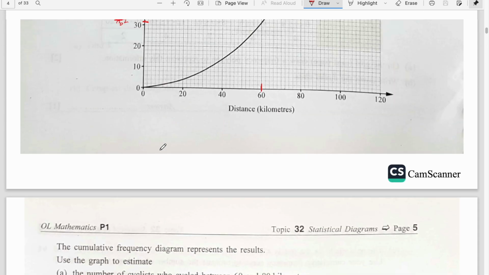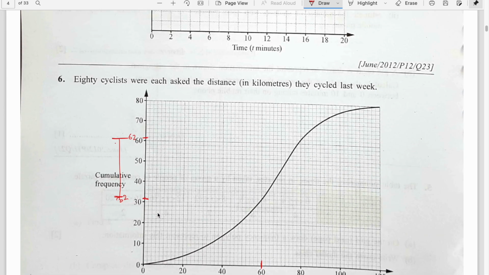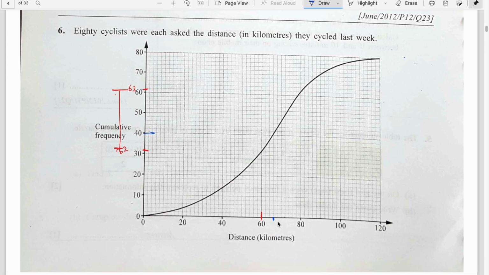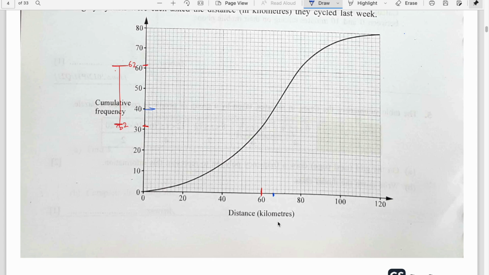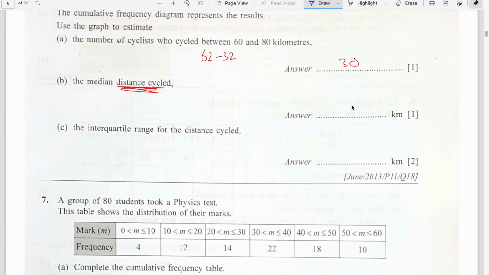The median distance cycled. Now he is asking about the distance. So distance is on x-axis, so we will work out from y-axis. Median total is 80, so median is against 40. Now we go horizontally from 40 and intersect. This is at the third point, that is 66. Any issue in reading the scale? These were 20, so one small box represented 2. So 66 kilometers is the median distance.